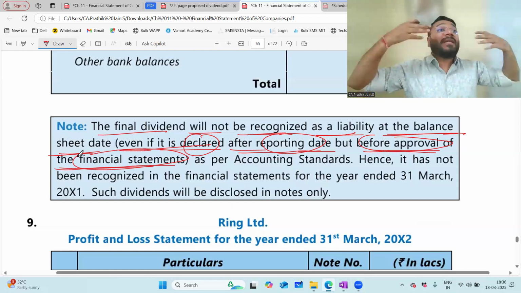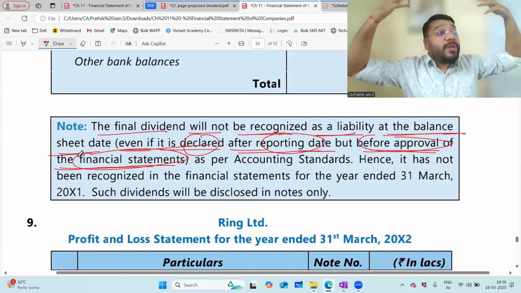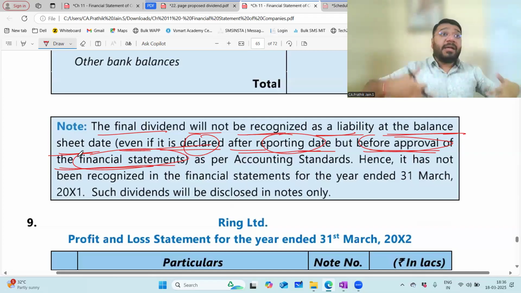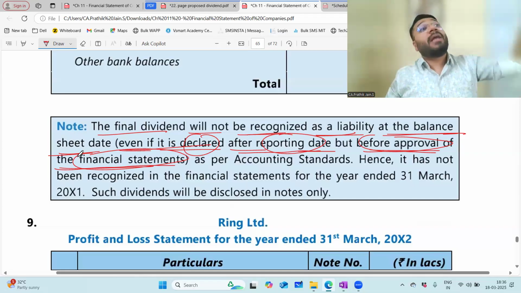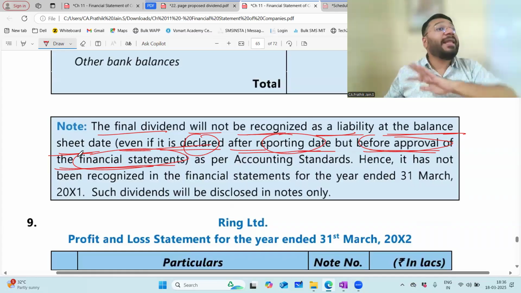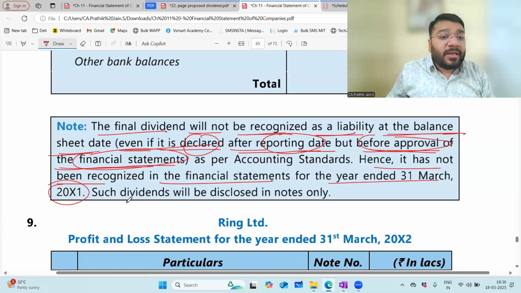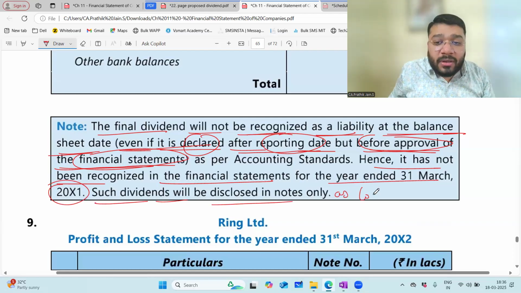After the financial statement is signed, when you send that report to the shareholders, they will read that financial statement, they'll come to the meeting, and then only they'll give the approval. Then only the declaration will happen. Hence, it has not been recognized in the financial statement for the year ended 31st March 2001. Such dividend will be disclosed in notes to accounts only as, please note down, contingent liability.